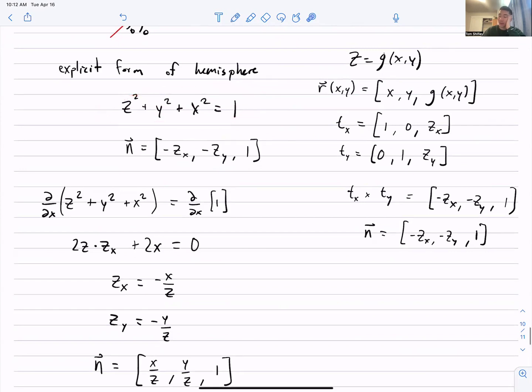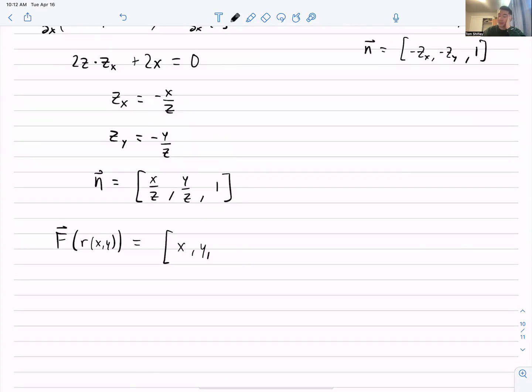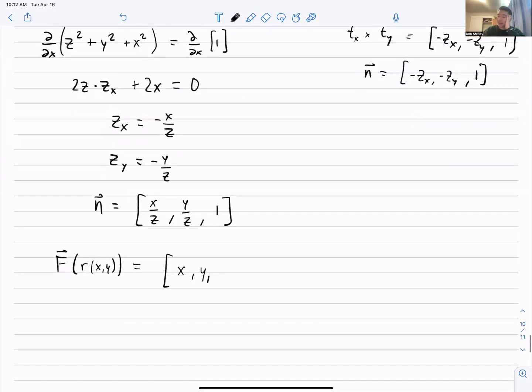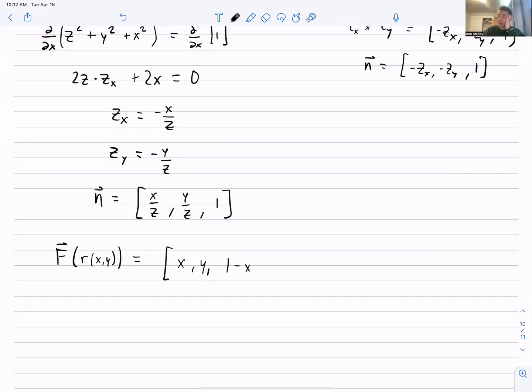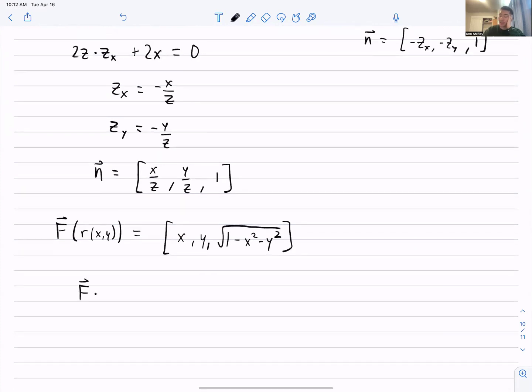It was x, comma y, and then comma z. And so z in this case is the square root of 1 minus x squared minus y squared. And so that's our vector. And so then we need to do f dotted with n. So I dot these two, and I get x squared over z plus y squared over z plus the square root of 1 minus x squared minus y squared.